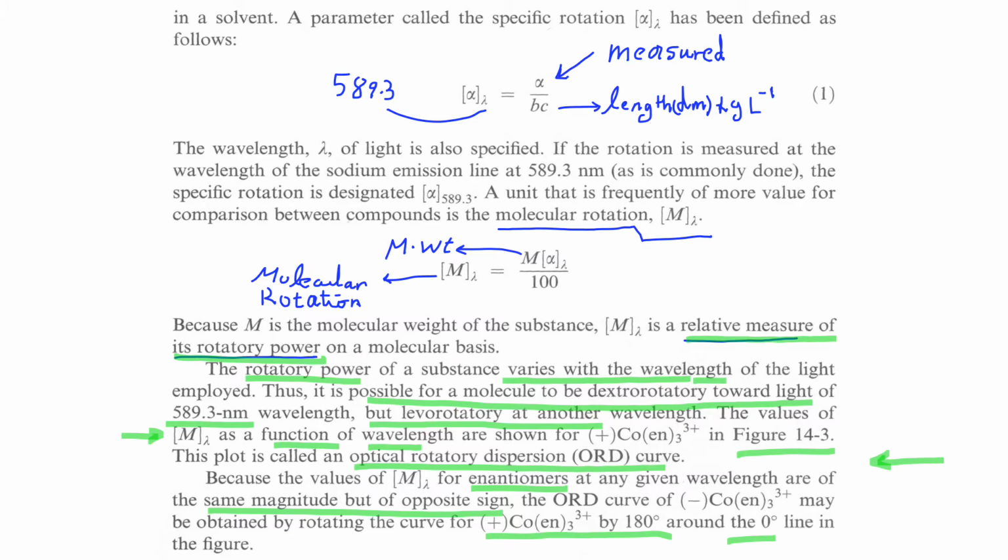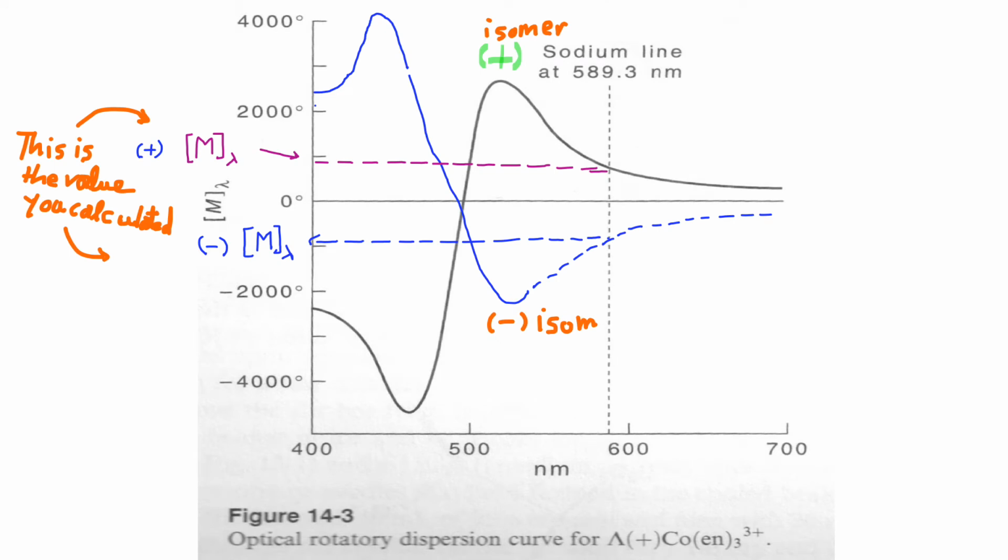For example, if you put the plus isomer on this minimum value, it goes up to a maximum value at around 550 and starts going down to the value we measured at 589, which is the sodium value. For M lambda, it's about 960, 970 degrees. Now the minus isomer is the blue line.